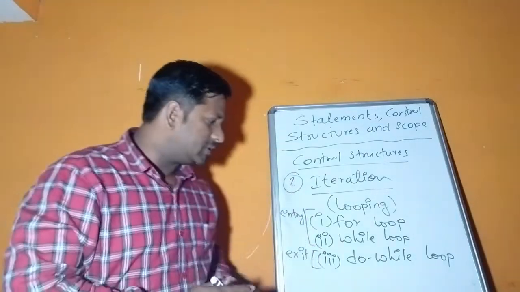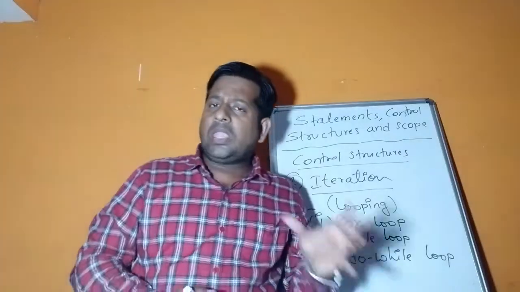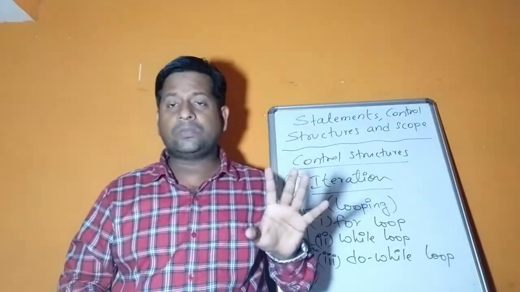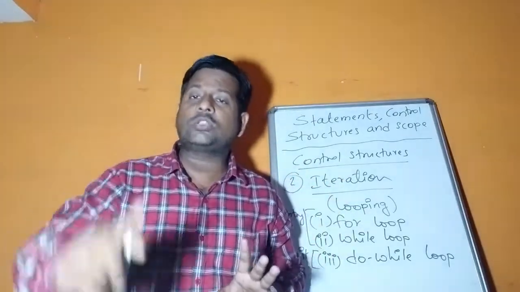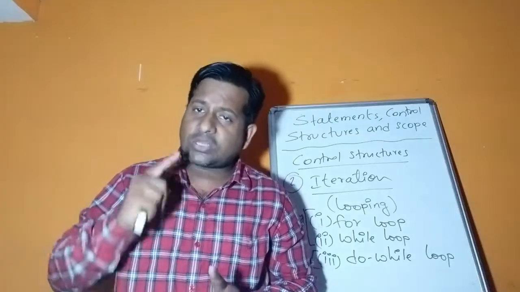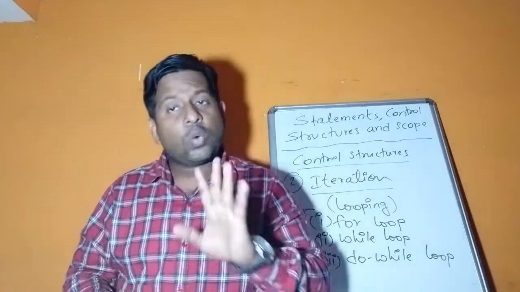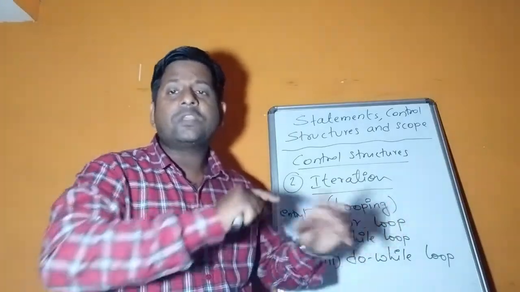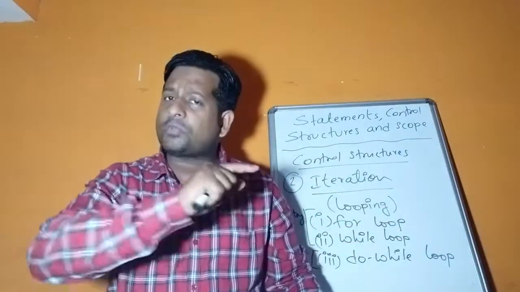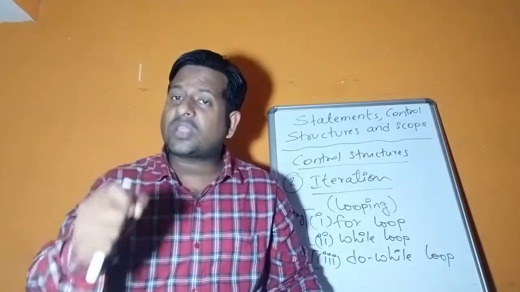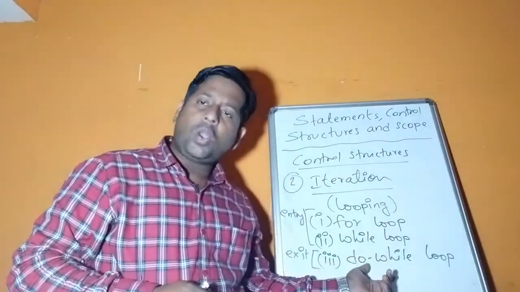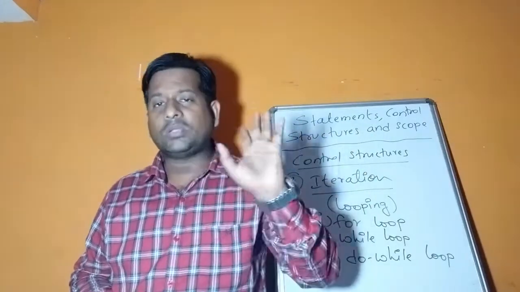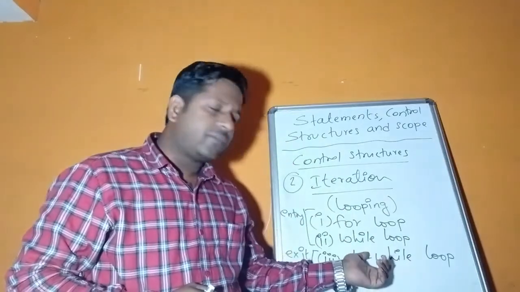So the major difference between while and do while is that even if your condition is false, the statement gets executed once. Whereas in while and for, if the condition is false, the statement will not execute. It will stop there only, it will not enter the block. But in case of do while, even if the condition is false, the statement gets executed once. So this is the difference.